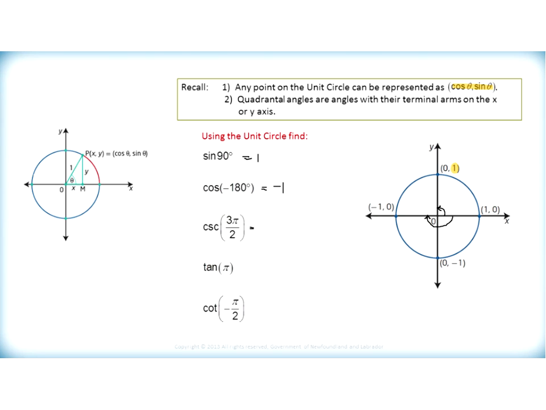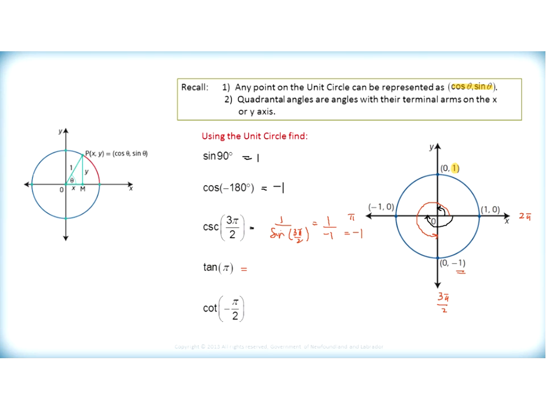The cosecant of 3 pi over 2. 3 pi over 2 is a positive rotation. This would be 3 pi over 2 right here. It's 1.5 pi. This is pi, this is 2 pi. So this is 1.5 pi, or 3 pi over 2. The cosecant is the reciprocal of sine. So 1 over the sine of 3 pi over 2. The sine of 3 pi over 2 is negative 1, sine again being the second coordinate. So 1 divided by negative 1 is equal to negative 1. The cosecant of 3 pi over 2 is negative 1.